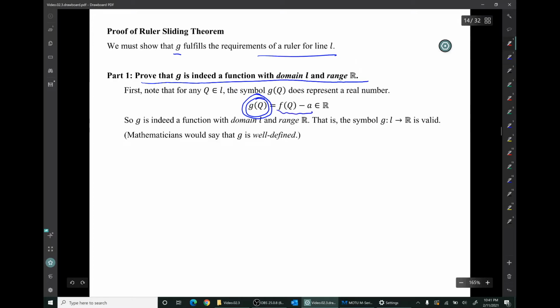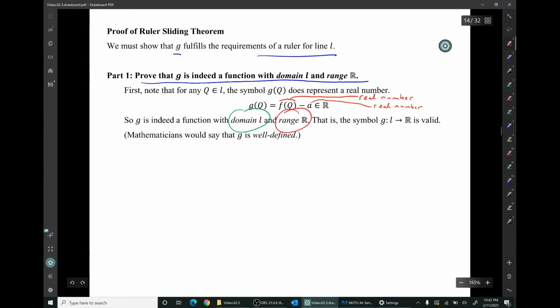Well, the f of Q is a real number, and the number a is a real number. Why do we know that f of Q is a real number? Well, it's because f is known to be a ruler for the line. So f of Q is going to be a real number. And when you subtract two real numbers, you get a real number. So this quantity will be a real number. So this simple looking equation shows that g is a function with domain L and range R.